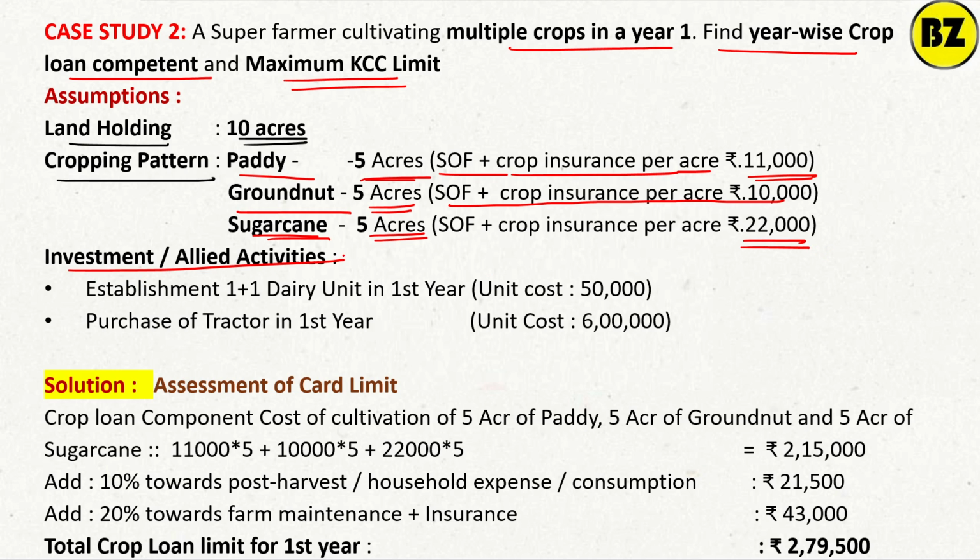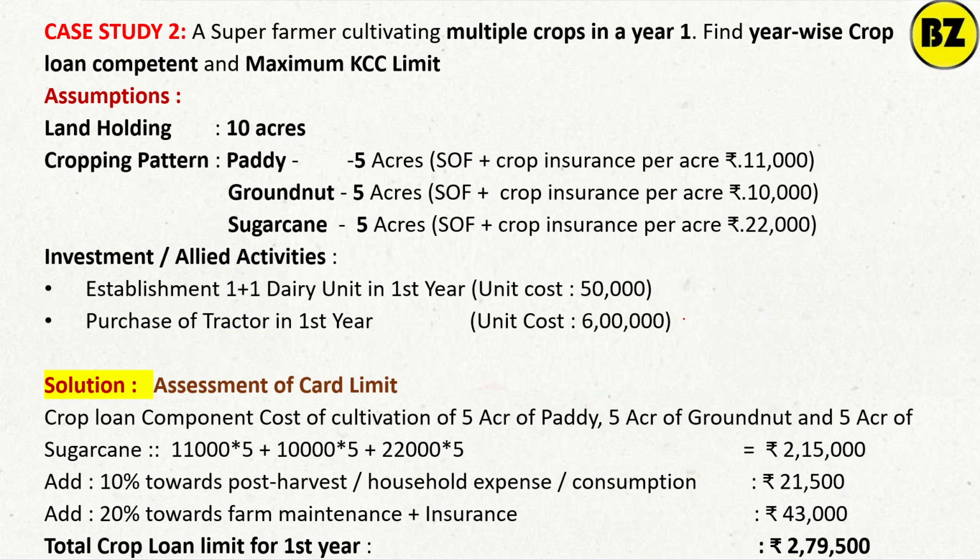Now the investment and allied activity they have given: an investment of 1 plus 1 dairy unit for the first year, the cost is 50,000. Purchase of tractor in the first year itself, the cost is 6 lakh rupees. So that is the data they have given. Now see the solution part, assessment of the card limit.